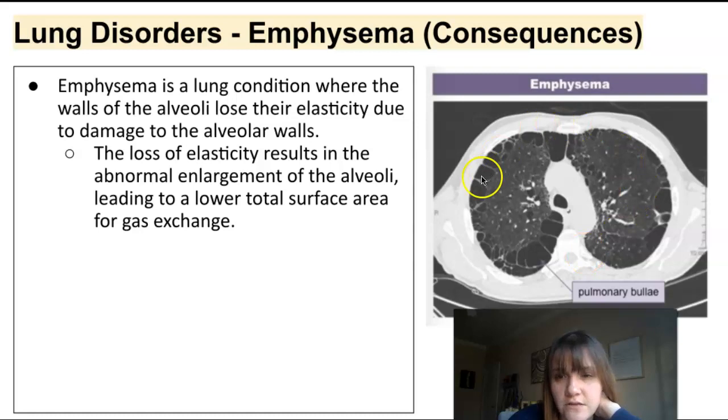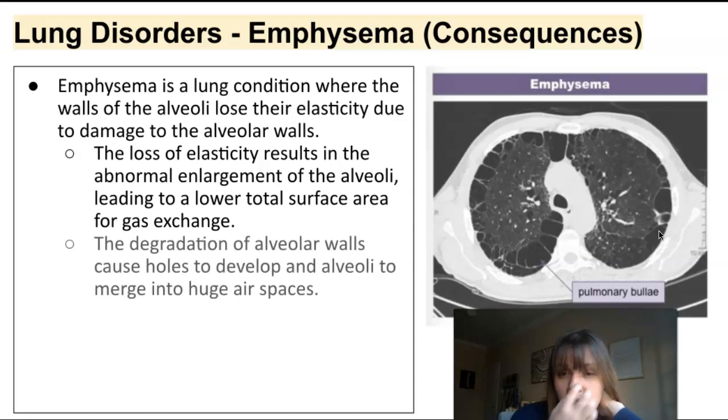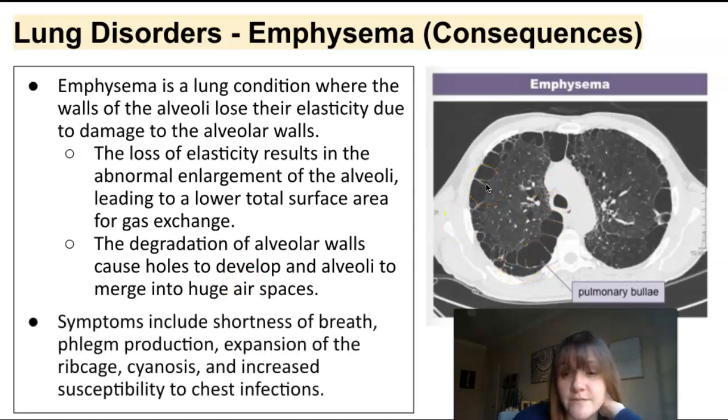If you look at this lung, you can see all these really large spots. That's where the alveoli have collapsed in on each other. This can be really dangerous because it means that your body is struggling to get enough oxygen. It causes holes to develop, and the alveoli merge into these really huge air spaces in your lungs. Some symptoms include shortness of breath, which would make sense because you're struggling to get that air, a lot of phlegm production, and expansion of the rib cage because your body's trying to get more air into those lungs.